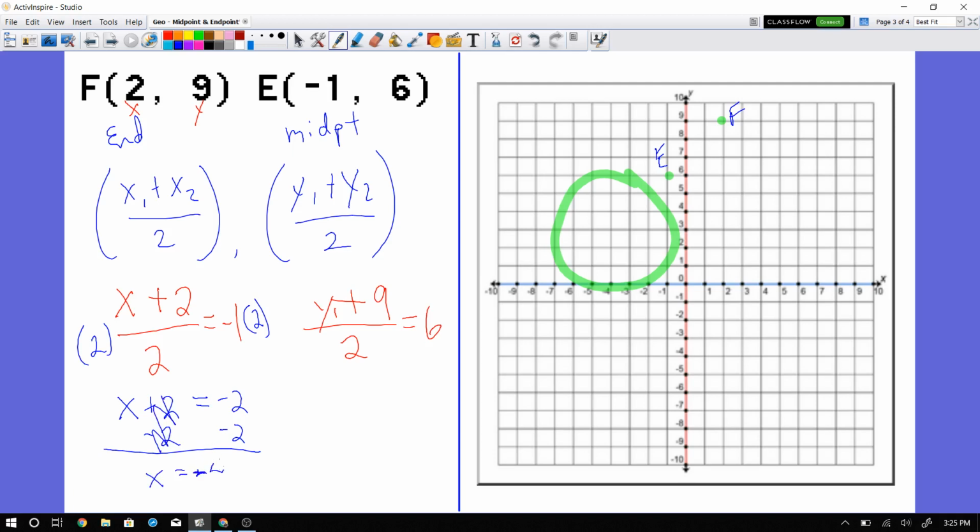And I don't even know if this is right, but we're going to check it and make sure. This is going to be where you multiply it by 2. Y plus 9 equals 12. Subtract 9. Y equals 3. So what this is telling me is that right now this is point D.